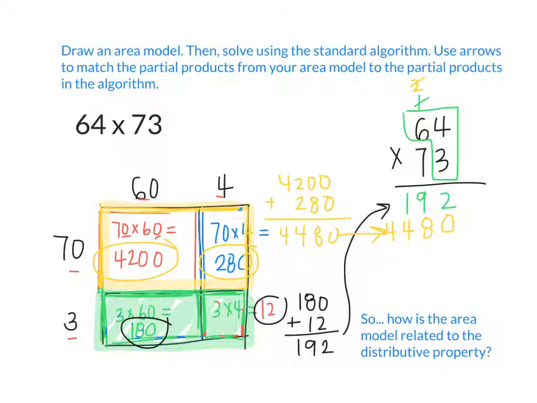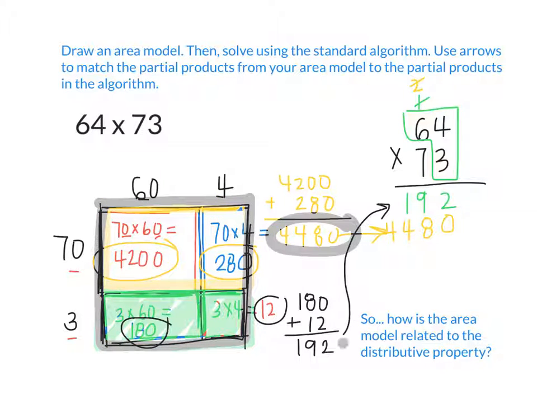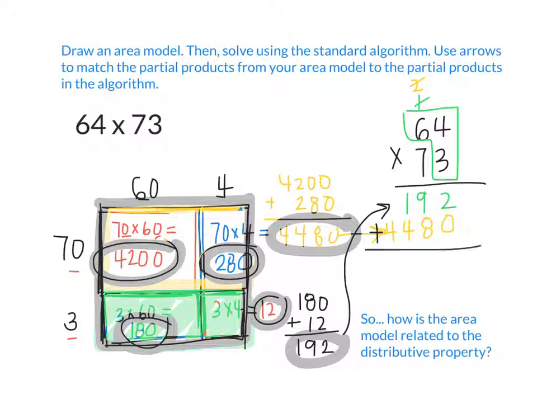So now, to find my entire product, I have to add these two partial products, 4,480 plus 192. That's the same as adding this, plus this, plus this, plus this. Do you guys agree, my 4 partial products? When I add that up, what do I get? 4,672. So the total product is 4,672.